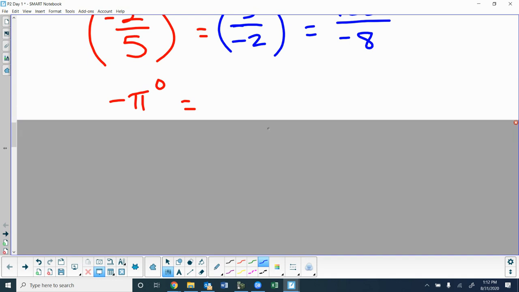Anything to the 0 power is? 1. This answer is negative, because of that negative up front. If it was in parentheses, then it'd be positive 1.